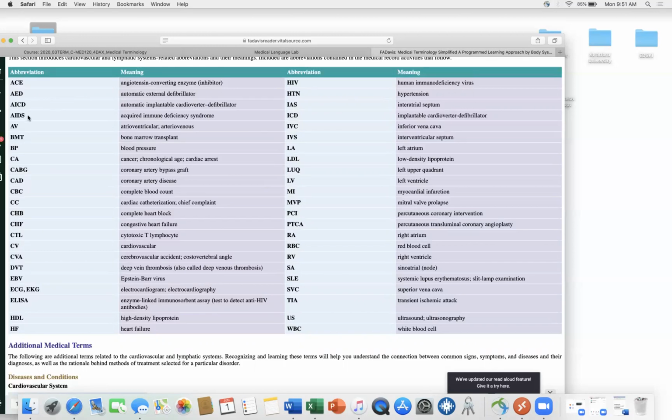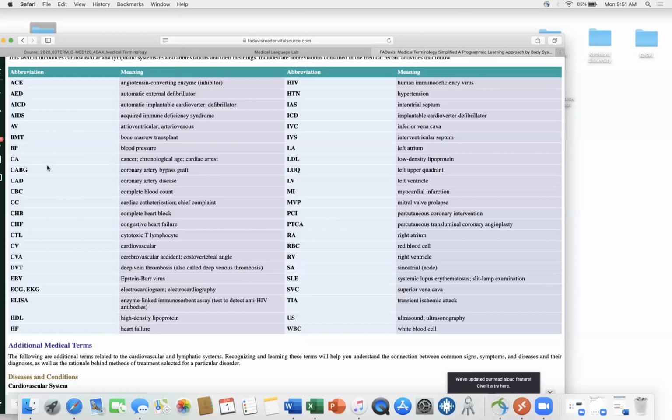AICD, not so much. AIDS and HIV, very common. Acquired immune deficiency syndrome. AV, we talked about, atrioventricular. Bone marrow transplant, BMT. BP, blood pressure. Yep, they're good. Now, CA, cardiac arrest, chronological age.